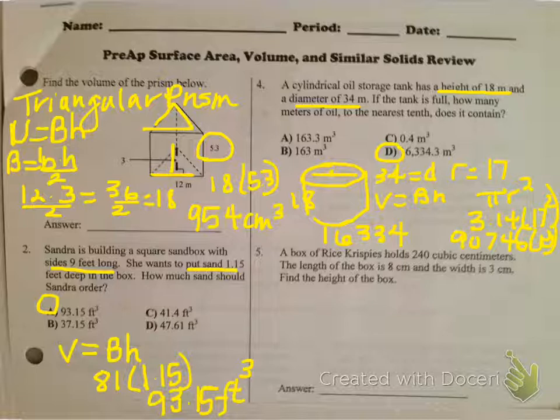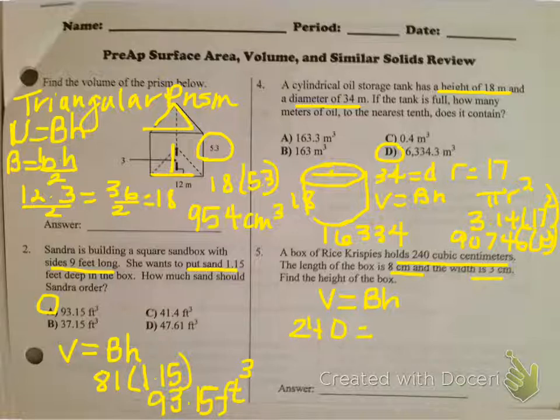Let's look at the next question. Question number 5. A box of Rice Krispies holds 240 cubic centimeters. So we're dealing with volume because cubic. The length of the box is 8 centimeters and the width is 3 centimeters. Find the height of the box. Well, we can use our volume formula for a prism. Volume equals area of the base times the height. I know the volume is 240.